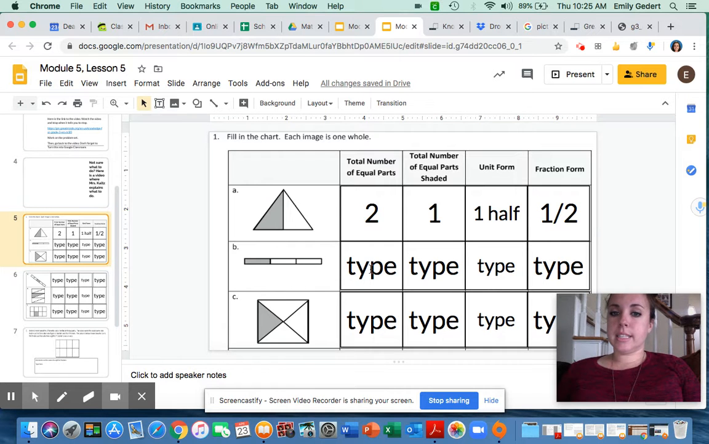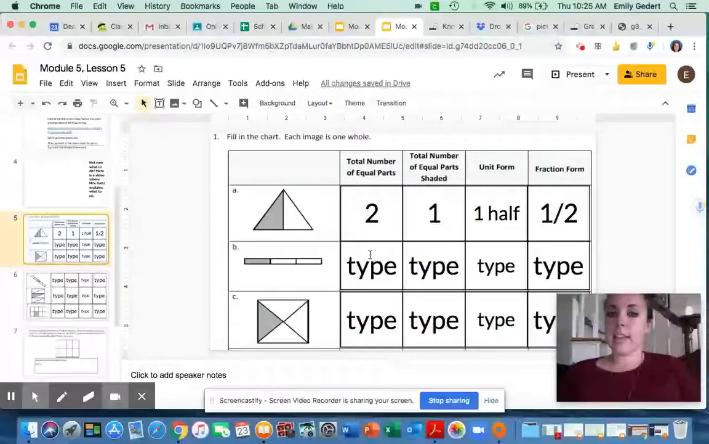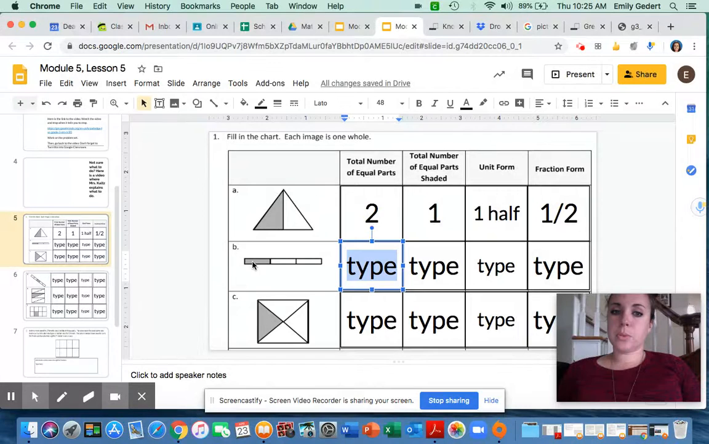So you're going to do that for B and C. Again, you're going to move your cursor so it looks like the capital letter I. You're going to click it 3 times. Oops, there you go. And then you can type in. So this one, how many equal parts? 1, 2, 3. So you would hit the 3. Again, if you mess up, you can just come over here and hit that back arrow.